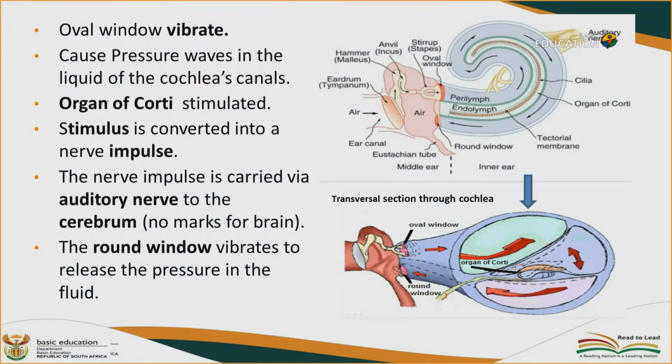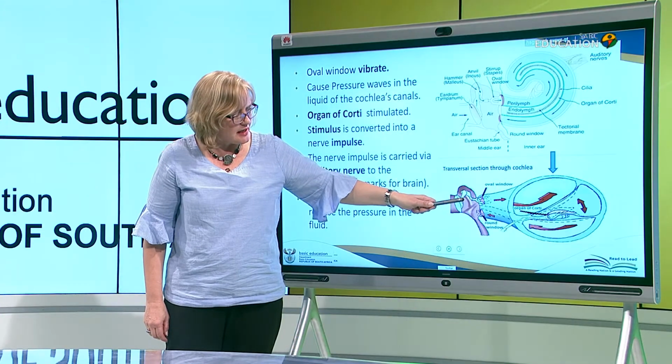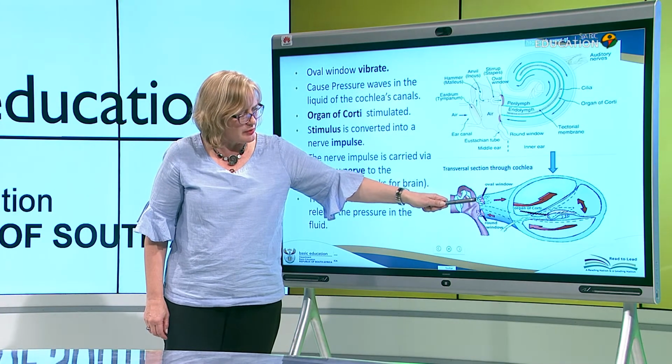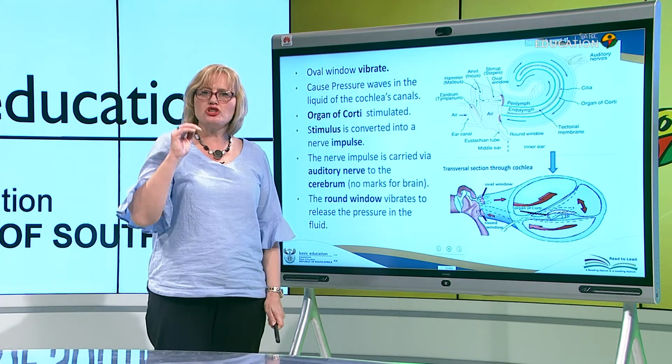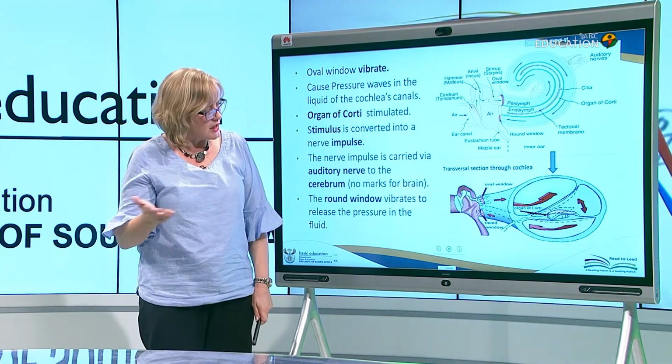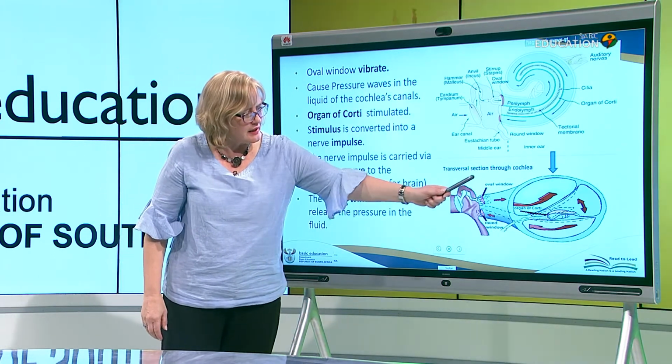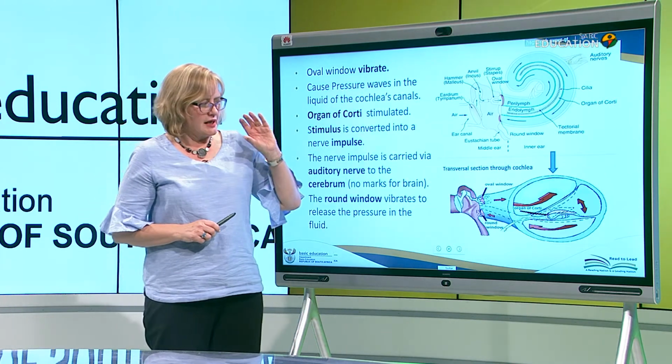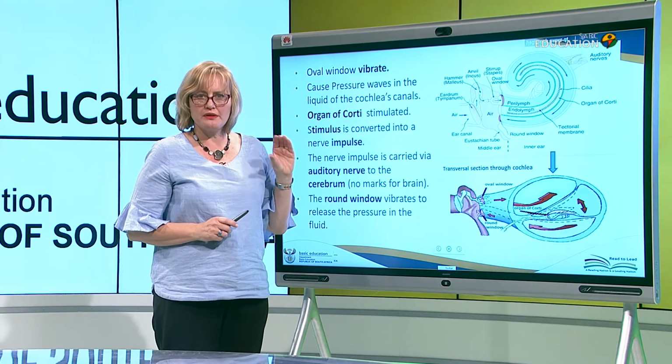So if you look at the oval window here on top, in the top part of the structure, you will see that this tape is now vibrating, right? The oval window is vibrating. You can see the dotted lines are showing the pressure waves. So there's pressure waves, and they are moving inside of the top tube or the top canal.